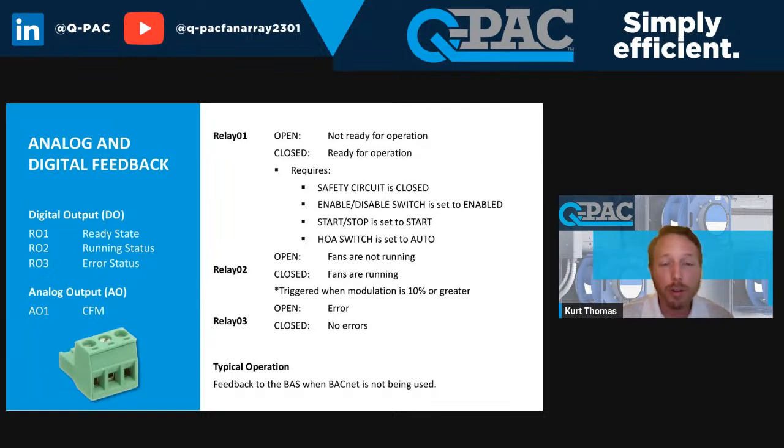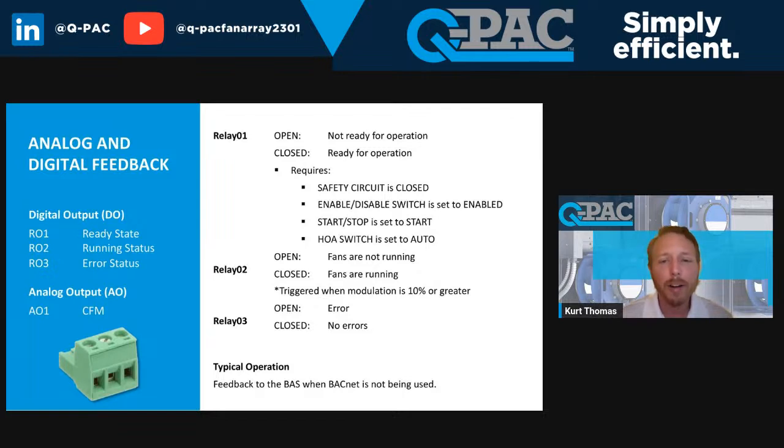So RO2 is just saying, hey, my fans are running. With EC fans specifically, they can modulate down to 10% of run speed. So as soon as our controller sees that at least 1 volt is being sent to the fans, then it will close relay number 2 and give you a signal that says, hey, these fans are running. They're actually spinning.